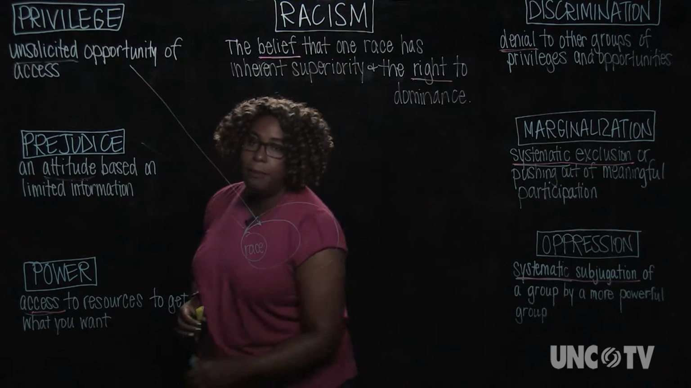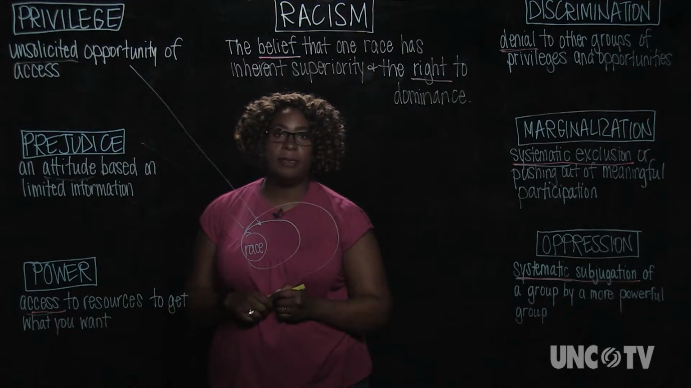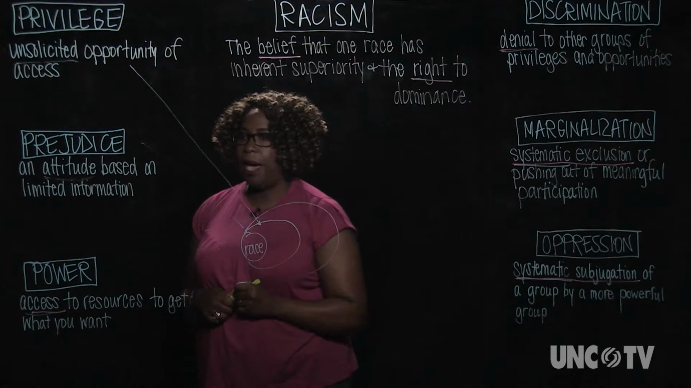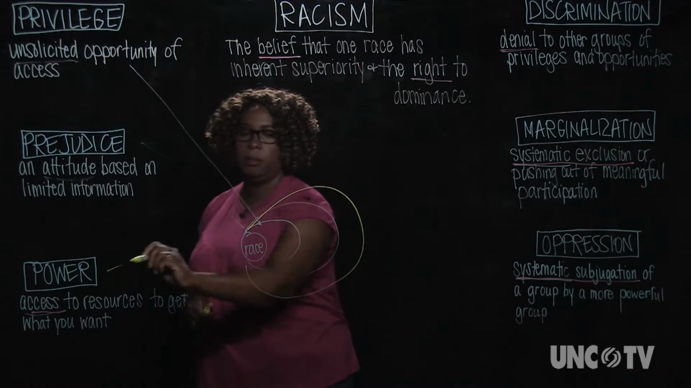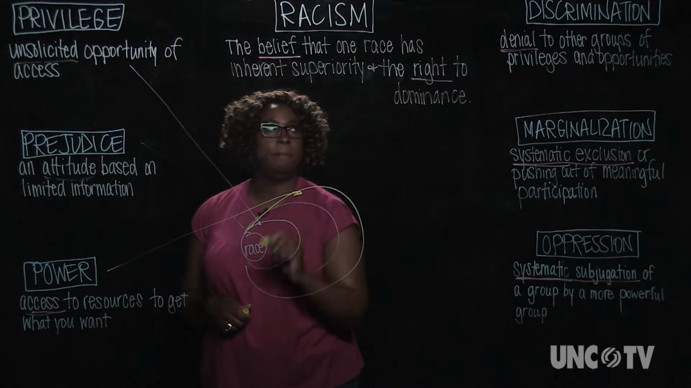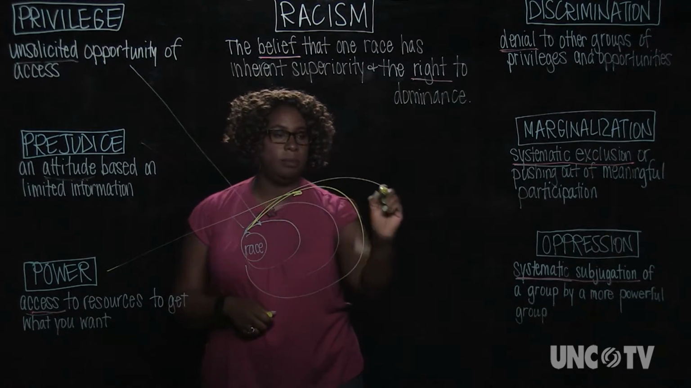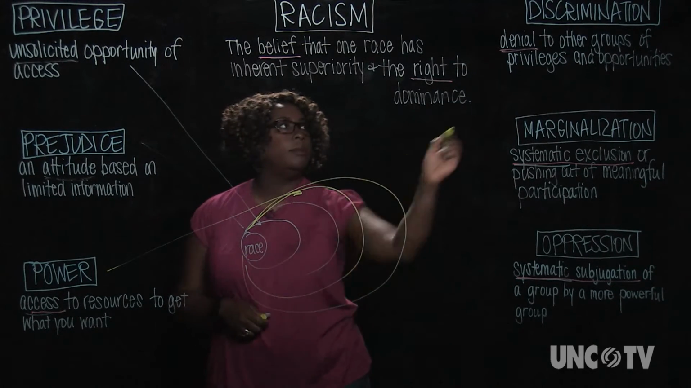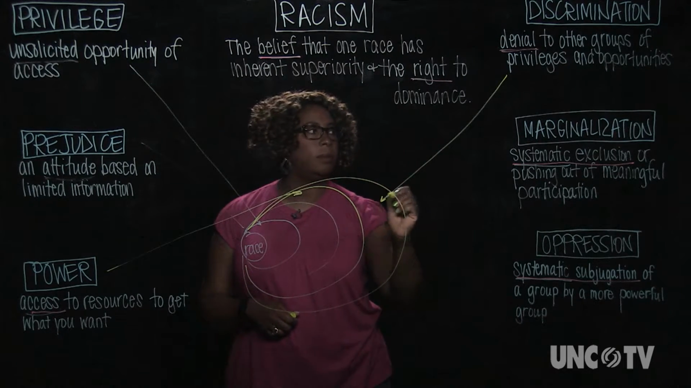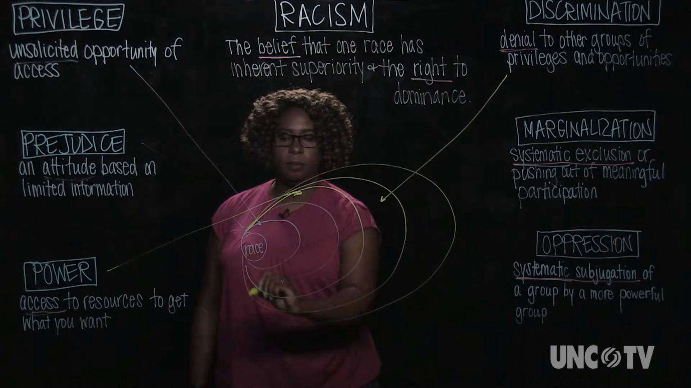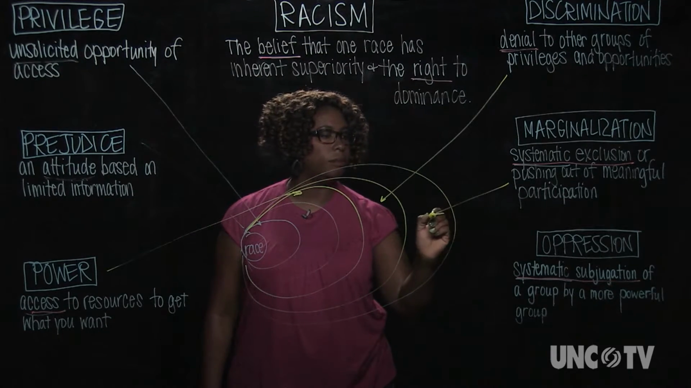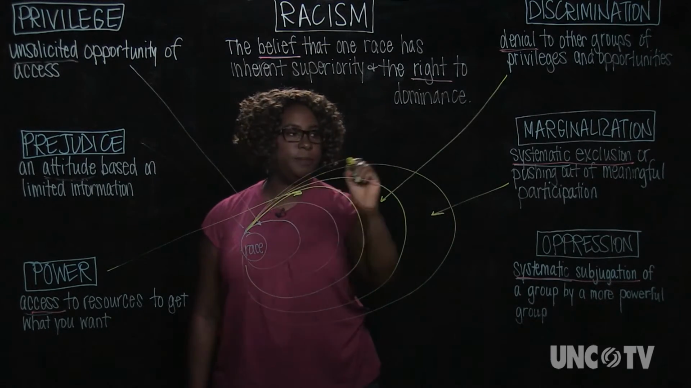Now let's move to macro level components of racism. We have power, discrimination, marginalization, and lastly, oppression.